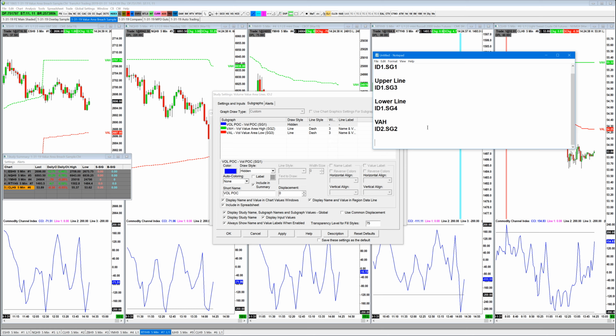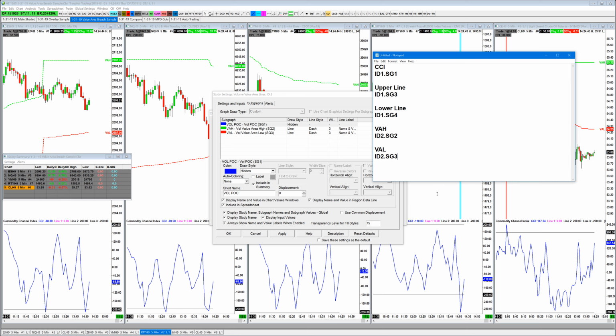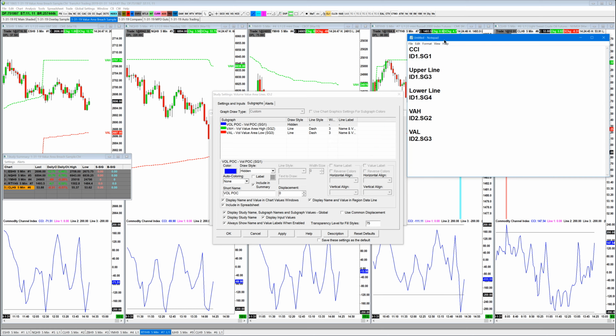And then for the value area low, VAL, that's going to be ID2.SG3. Okay, so these are the pieces of the study that we're going to be referring to. All right. Now, how do we actually go about creating the condition?